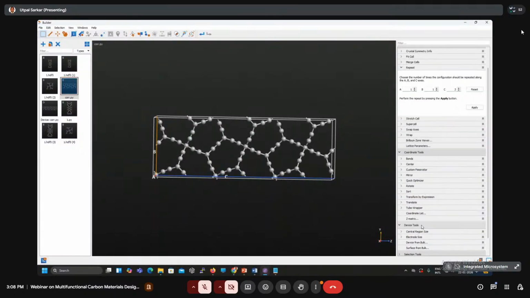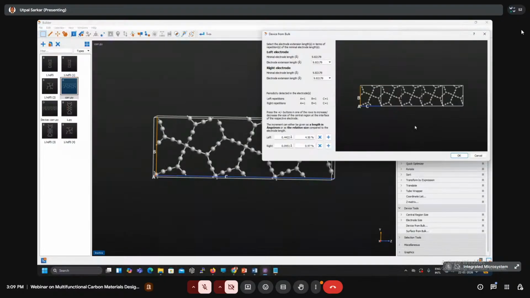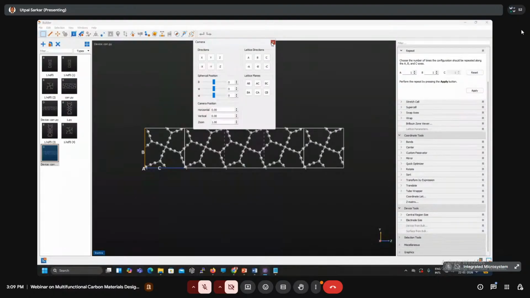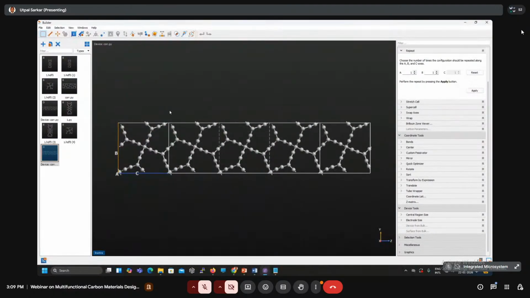And now you have to construct the device. So for constructing the device, you need to go to the device from bulk option. So if you go to the device from bulk structure, the device will be constructed. See, you can see here the device has been constructed. So in the device, you can see that this part is the central region, and this 3 unit cell, you can see this part is the central region.